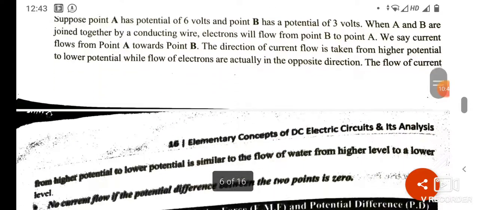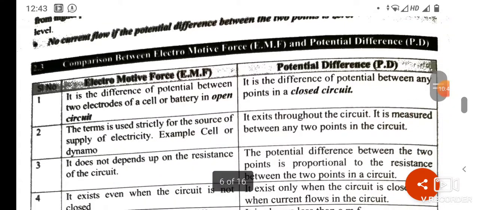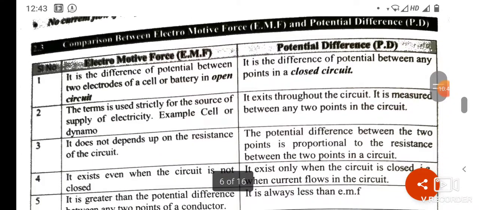Okay, we'll compare these two things: electromotive force EMF and potential difference PD. Okay, EMF, it is the difference of potential between two electrodes of a cell or a battery. It need not be a closed circuit, so it can be an open circuit. In an open circuit, in a cell or battery, the potential between 2 points, that means plus and minus terminal, is the EMF of that battery. Okay, potential difference is the difference in potential between 2 points, that is in a closed circuit only.